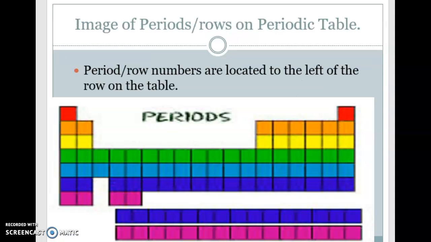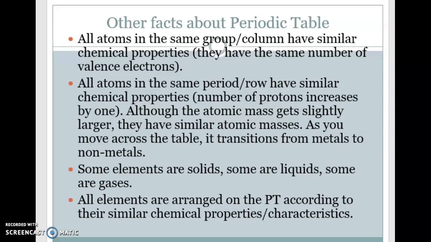All right. So again, these are your periods that go across. They have them color-coded here, and you can see that if you are in period 1, you have 1 energy level. But if you're all the way down here in period 7, you're a big atom. You have 7 energy levels.